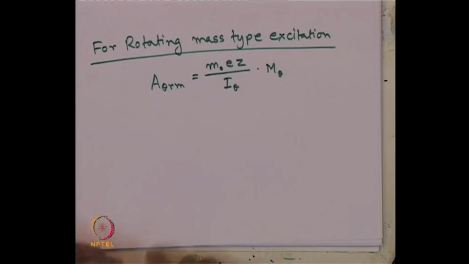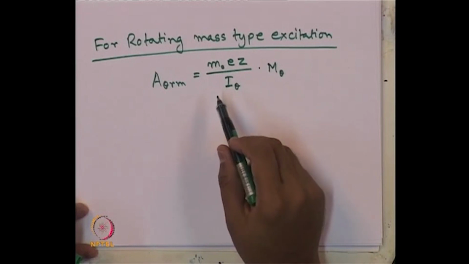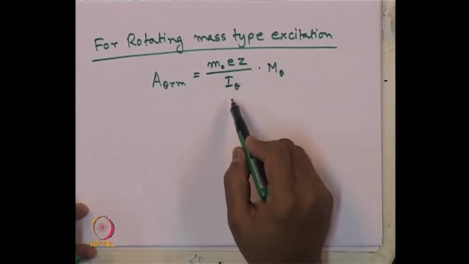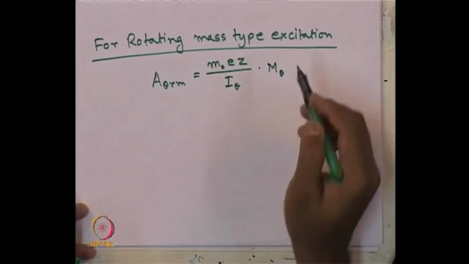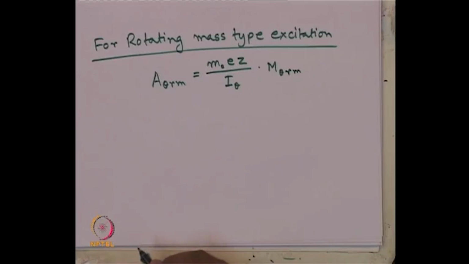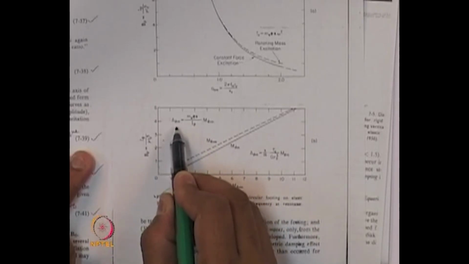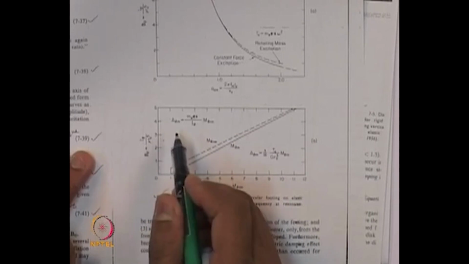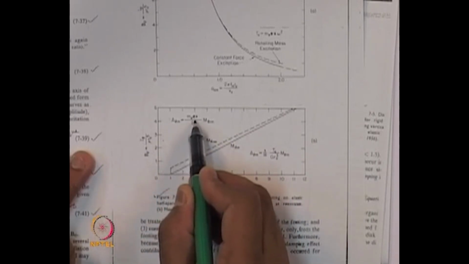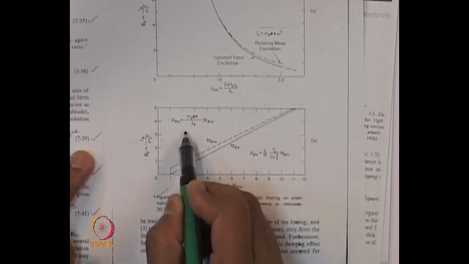So for rotating mass type excitation, A theta Rm is expressed as M E e times x divided by I theta, times M theta Rm. If you look at the design chart, you can also see A theta Rm in the design chart for rotating mass type: M theta E times x, that is the lever arm, divided by I theta, times M theta Rm.